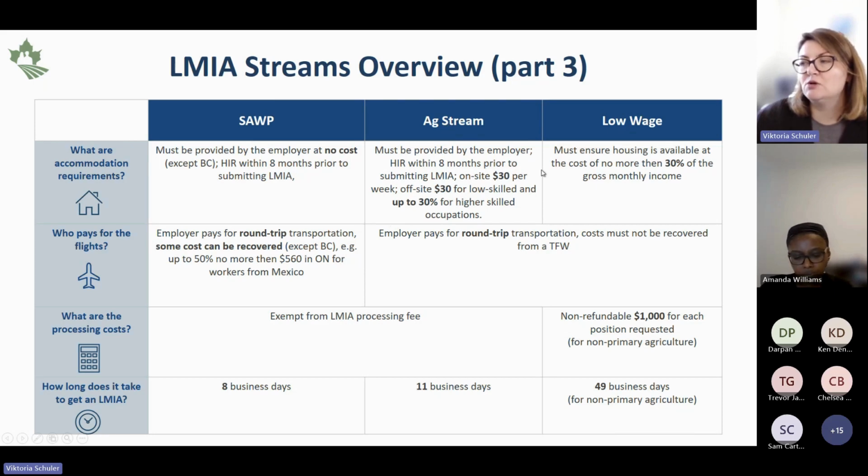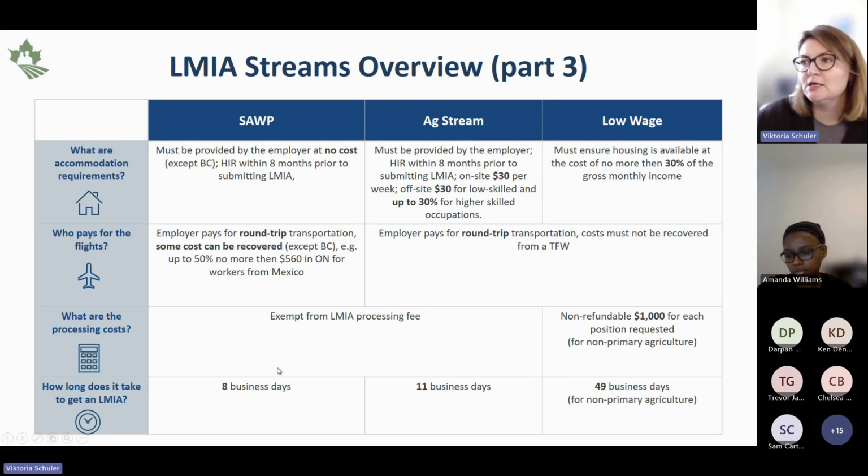For the Ag stream, a housing inspection report must also be provided within 8 months. If you are providing accommodation on site, you're allowed to charge only $30 per week for low skilled. If it's off site, it's $30 for low skilled and up to 30% of monthly gross income for high skilled. And this 30% must include not only rent, but the cost of utilities as well. For low wage, employers just need to make sure that accommodation is available.